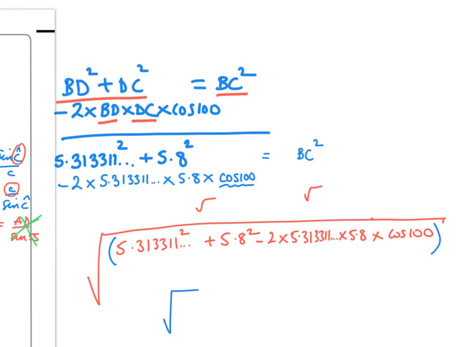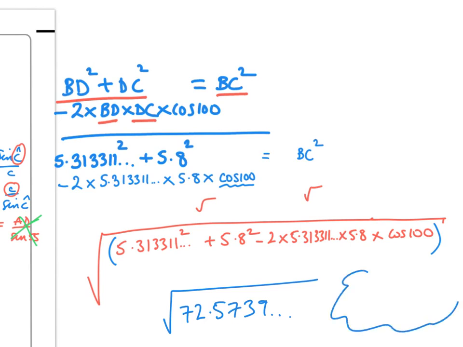And I get 72.5739 and so on. So now I can just square root that. So I'm doing to the power 0.5, which is the same as square root. You might want to do square root ANS or square root of what you've just written down. And that gives me 8.519036 and so on. And that's in centimetres. But let's just check what it wants it to.